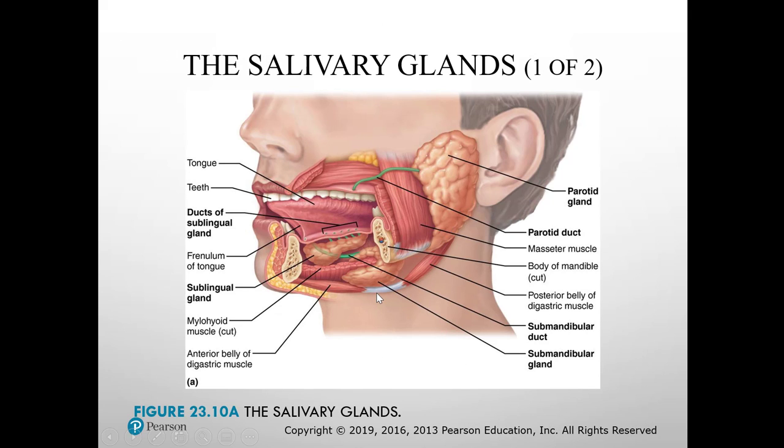So right here is a picture. This picture is also in your lab. Okay. You have the parotid gland right there. You have the submandibular. And then you have the sublingual right there. The sublingual is under the tongue. Your submandibular is just right by the ramus of the mandible.